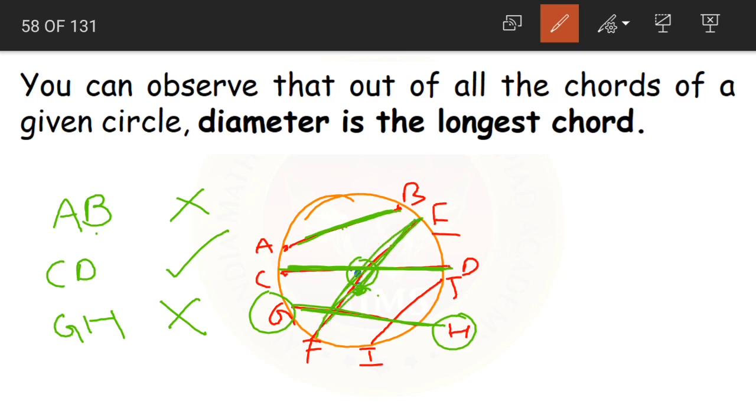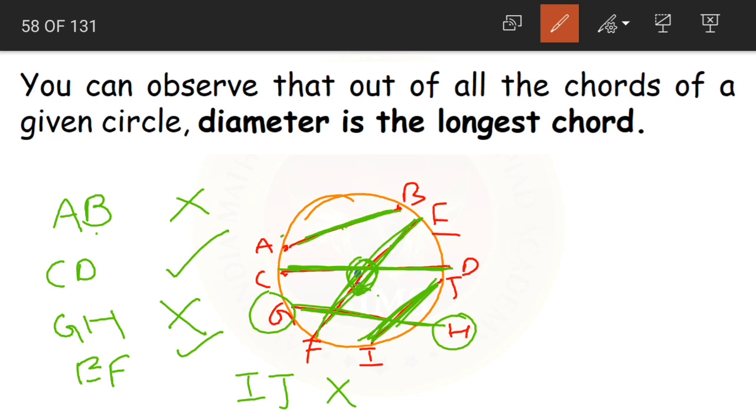Next, we have EF. Chord EF. Is this a diameter? Yes. Why? Because it is passing through the center of the circle. Next, IJ. IJ is a chord. It is joining the 2 points I and J on the circle. And is it the diameter? No, it is not the diameter of the given circle because it is not passing through our center of the circle.